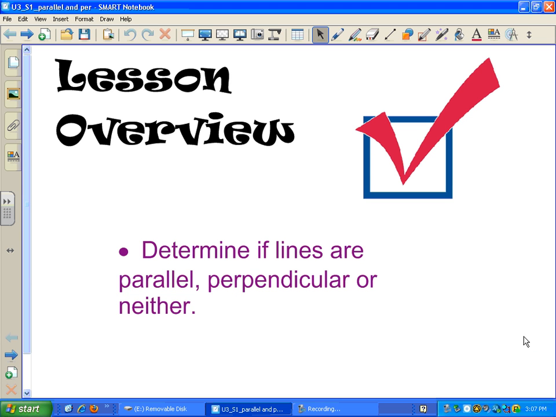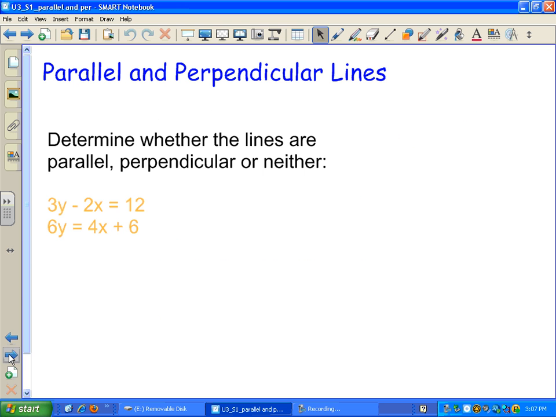Welcome! In this video, we are going to determine if lines are parallel, perpendicular, or neither. So let's go ahead and take a look. So we've already learned that if lines are parallel, then we know that they have the same slope.